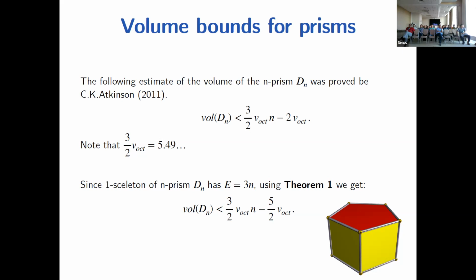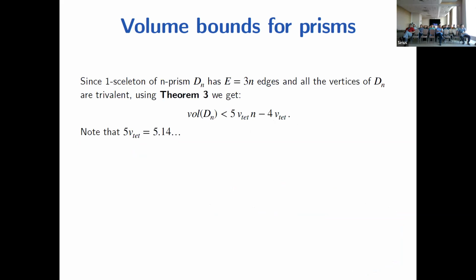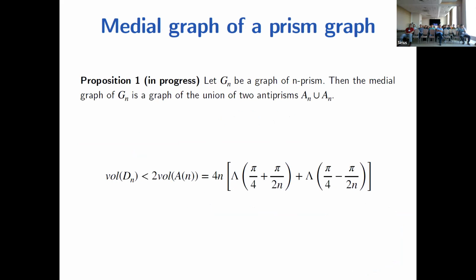But we can also notice that for prisms, all vertices are equivalent. Then we can use another volume bound with triangles, and we obtain another volume bound, which is even better than the previous one, because the coefficient here is smaller. Here it is 514, and in this case it's 549. But even more, we can notice that the medial graph of an n-prism corresponds to the graph of the union of two antiprisms. And so the volume of the prism is less than double the volume of an antiprism. And since we know the exact volume of an antiprism, we can improve the volume bound again to this one.